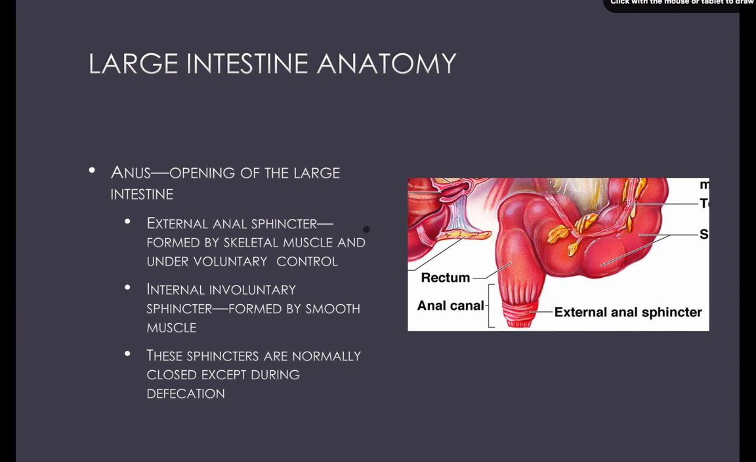The anus is the opening of the large intestine right here. The external anal sphincter is formed by skeletal muscle, and it's under voluntary control. That's a big deal. So most of your intestine is involuntary. You don't have to worry about moving food from your ascending colon to your transverse colon, but this sphincter is under voluntary control. Your internal ones are involuntary, just as we talked about. They're formed by smooth muscle, and then these sphincters are normally closed except for during defecation.